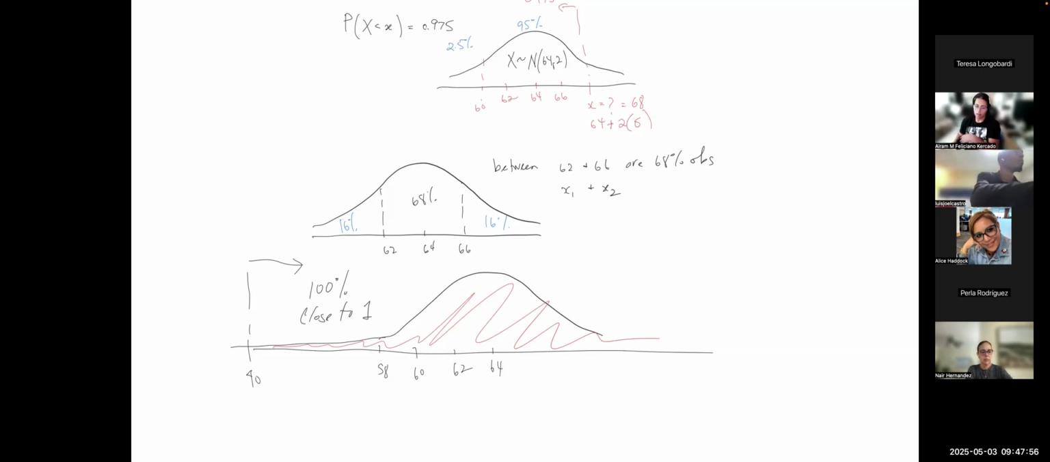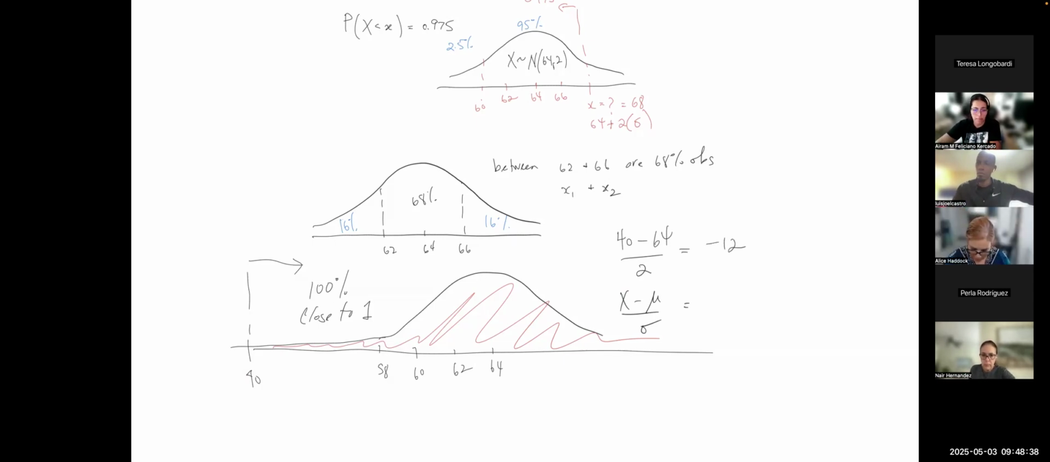So the table gives you 4 decimal places. So it's pretty much 100% because it'll be 99.99 at the closest one that you got. Remember the closest. So this is how many standard deviations away. It's way off the chart, remember? So 40 minus 64 over 2 is how many standard deviations? Minus 12. So it's way off the chart.